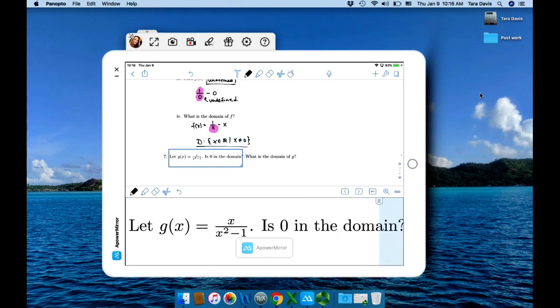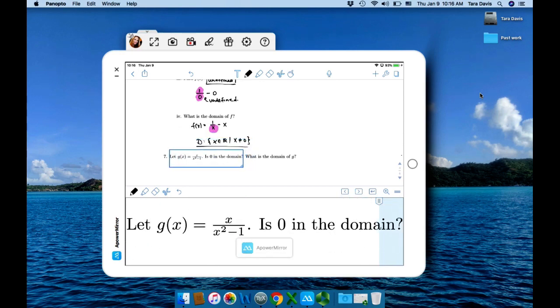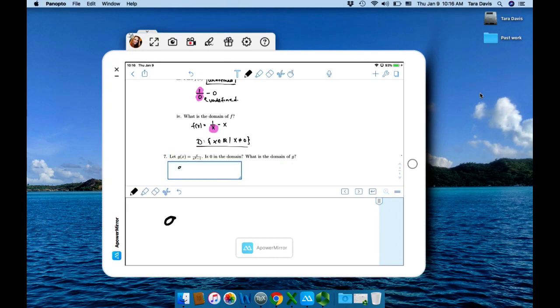So in this example, I have the function g of x, which is x divided by x squared minus 1. And the question is, is 0 in the domain of this function? So that's saying, can I plug in 0? So let's try. If I plug in 0, I would have 0 over 0 squared minus 1. That's 0 over minus 1.